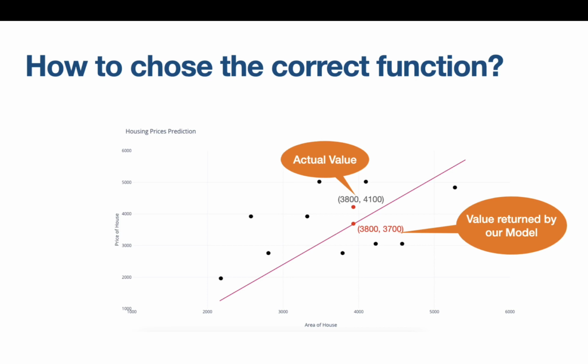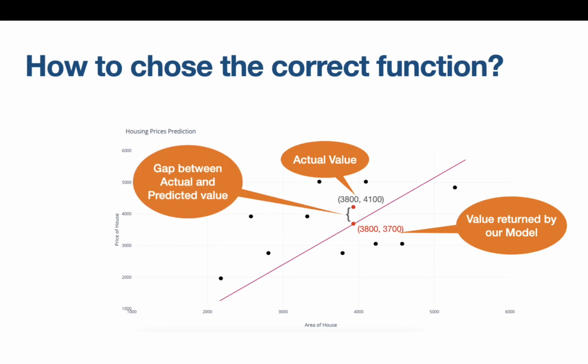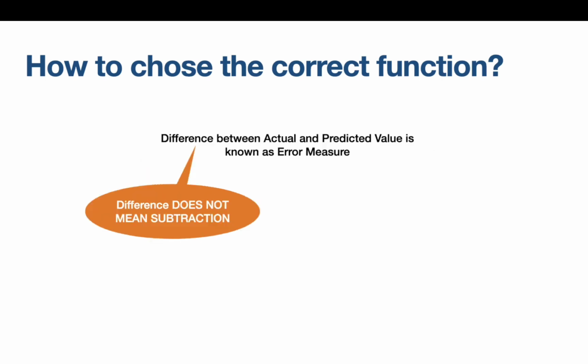We can observe that there is a gap between the actual and the predicted value. We need to minimize this gap because if our model has to be accurate, the actual value and the predicted value have to be close to each other. In this case, we can see there is some gap. The difference between actual and predicted value is known as error measure. But please note that the difference here does not mean subtraction. There is some formula behind it.